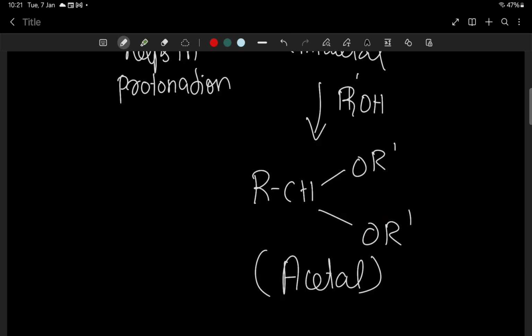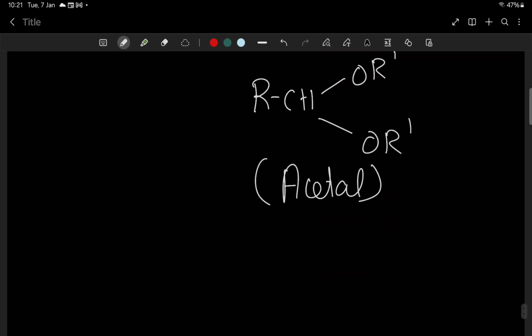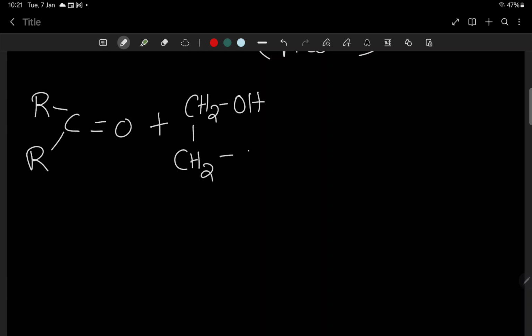Next compound, RC double bond. Now if we are considering ketone, if you consider a monohydric alcohol, no reaction happens. So we should take a dihydric alcohol, that is, an alcohol with two OH groups. If you are taking this, what happens, you know?